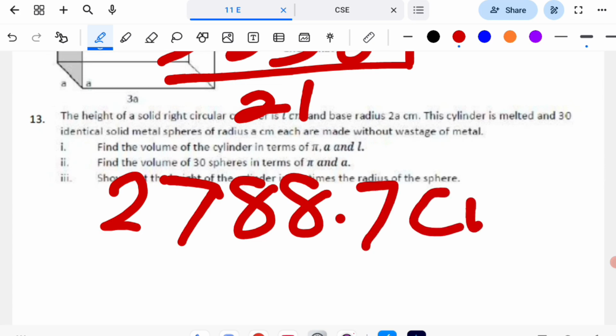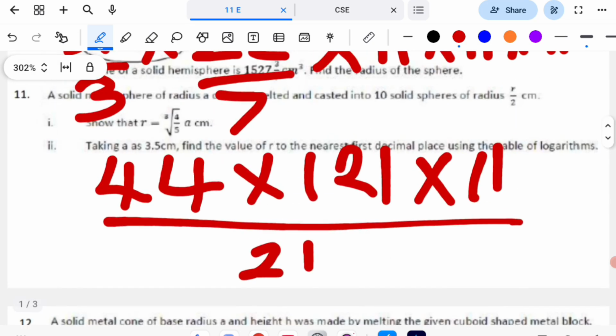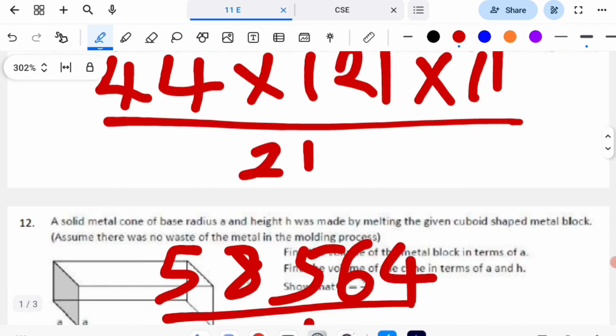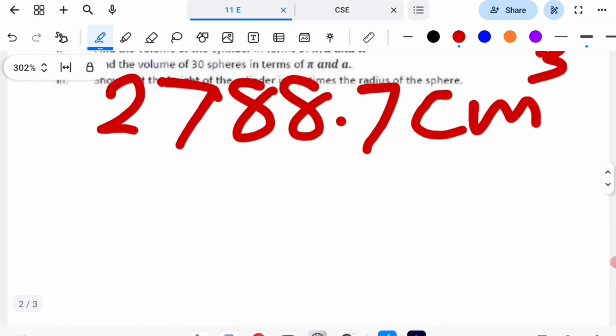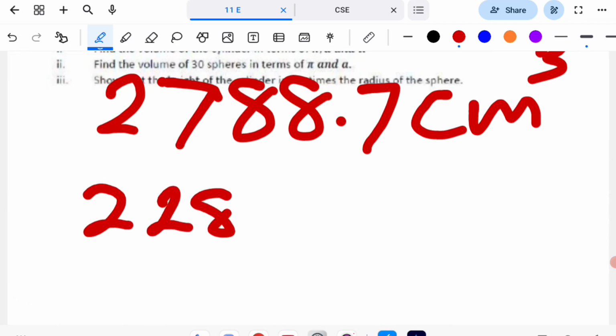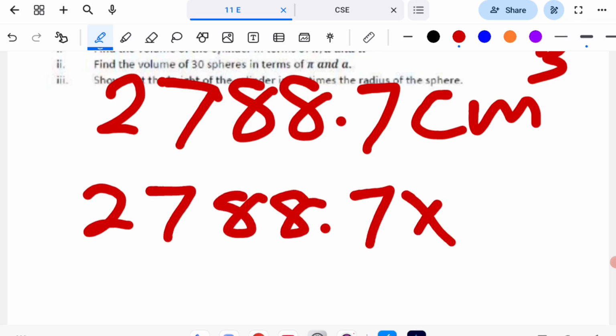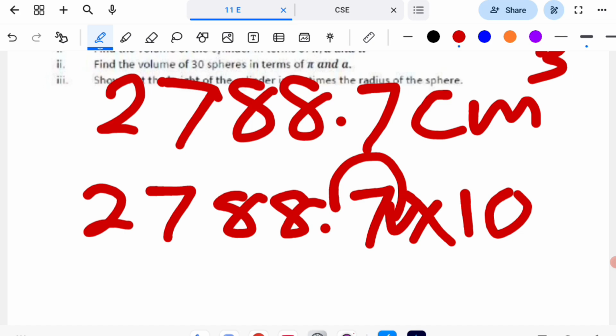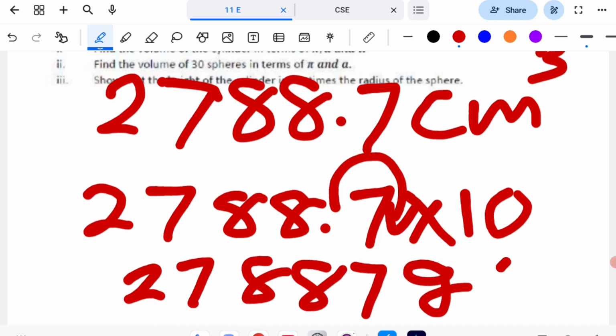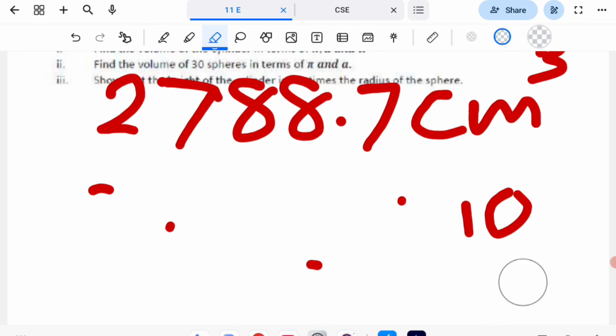2788.7 cubic centimeters. We know that the mass of 1 cubic centimeter is given as 10 grams. Therefore, we can get the mass of this one by multiplying this value by 10. When multiplying by 10, we can bring the decimal place one place to the right hand side. It is 27,887 grams, or we can write the answer in kilograms, 27.887. The next question.